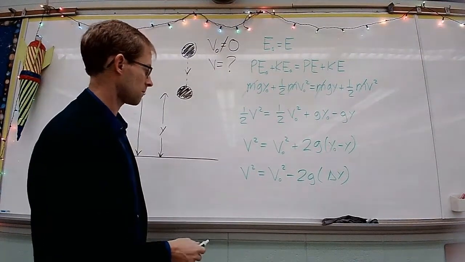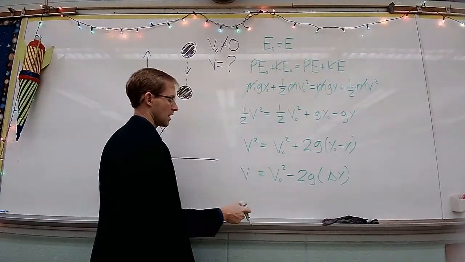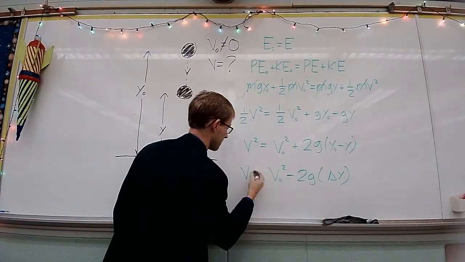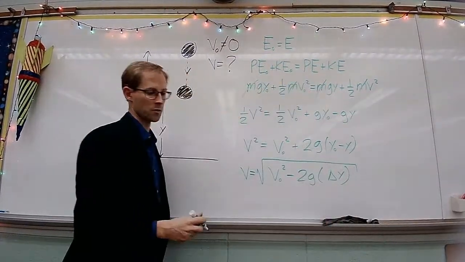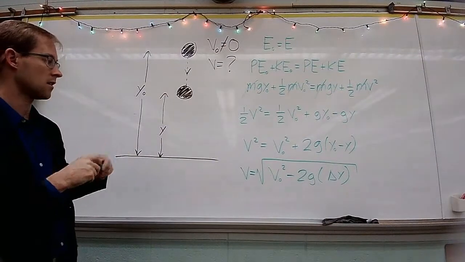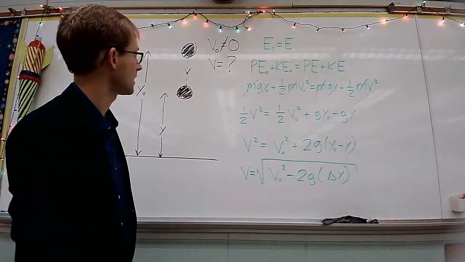So if you want to finish this off, then you've got to get rid of this square, and once you do that, you've got to take the square root of both sides, and that would be your final expression in order to solve for velocity at any point. So there you go.